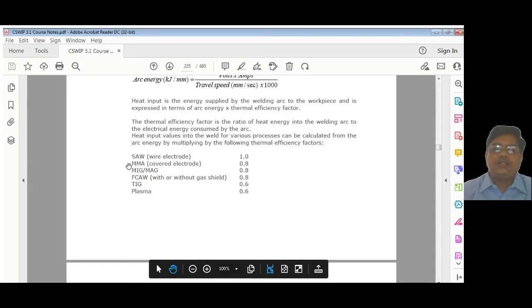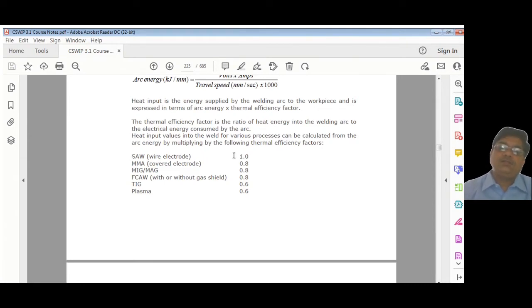Very important. For the SMAW process it's 0.8. This directly tells you how efficient the welding is. If someone asks you whether TIG is efficient or SMAW is efficient, you can tell them that TIG has an efficiency of only 0.6, whereas MMAW, which is SMAW, has 0.8 and SAW has 1, which is the highest efficiency. It is straightforward, and there will be questions on this in your exam, so make sure that you remember these efficiency factors.